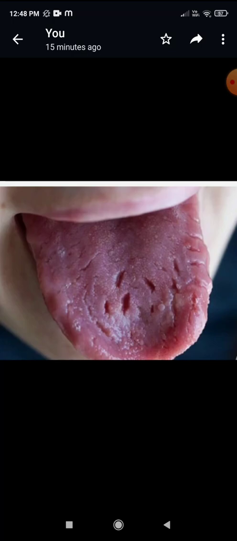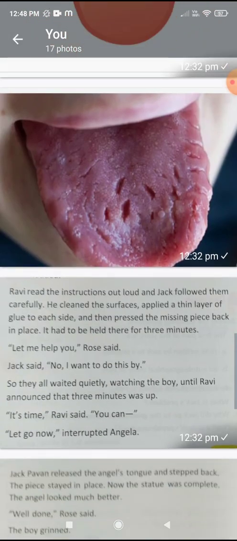So last time when Jack came there, he held up the sliver of grey stone and he found that the piece was missing. And he found that piece on the grave now. He said that I am going to mend it, I am going to repair it, and he will apply the glue. And he is going to join that broken piece. Going to glue it back on? Angela said. Jack nodded. Ravi read the instructions out loud.